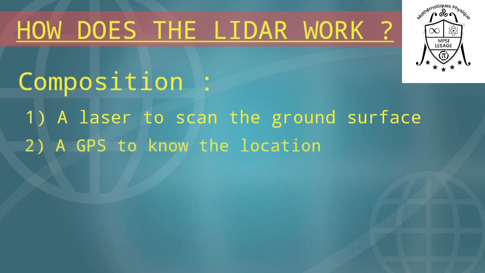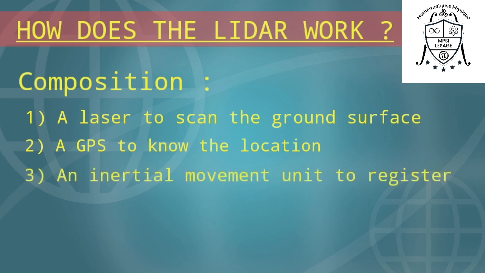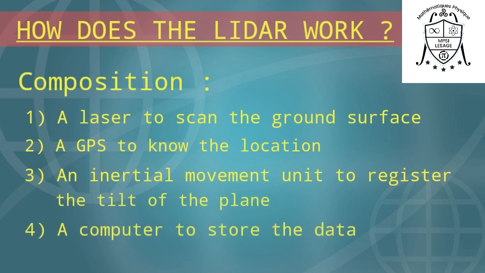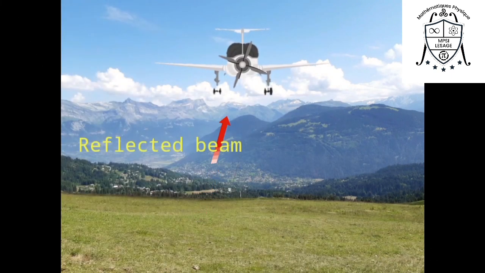A GPS to know the location of the plane at any time. An inertial movement unit, which is a device to register the tilt of the plane to take it into the calculus. And finally, a computer to receive the information and to store the data acquired by the LiDAR. Now we will see how it receives those data.